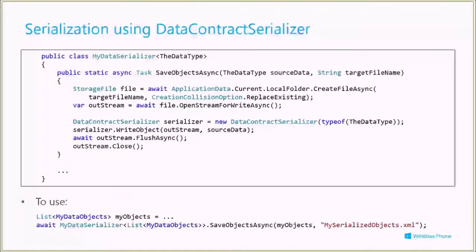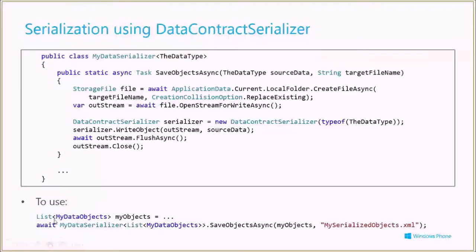So, serialization using the data contract serializer. This is exactly the answer to lots of questions I got through IM today. This slide shows a general purpose utility method that you can use to serialize any object, a single object or a collection of objects, such as an observable collection, for example, into a file. The code is shown at the foot here. So this is what you need to use.